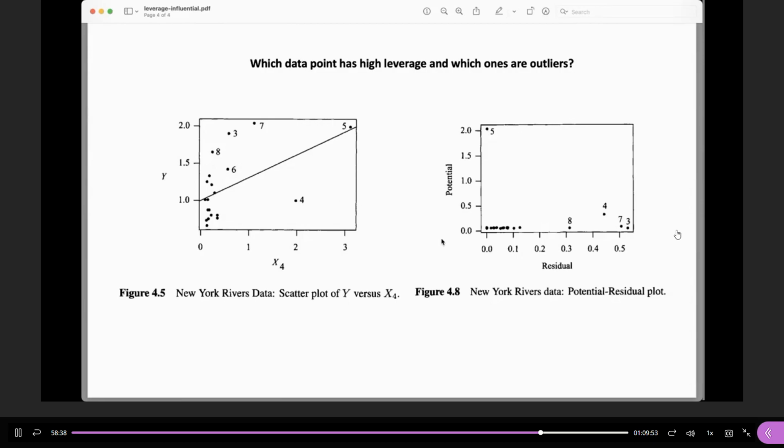Then you look at the plot on the right. This is the potential versus residual plot. Potential measures how extreme it is in X. The residual measures how extreme it is in Y. So from here, what can you tell? What conclusion can you draw by looking at the plot on the right? Point 5, is this a high leverage point or an outlier?